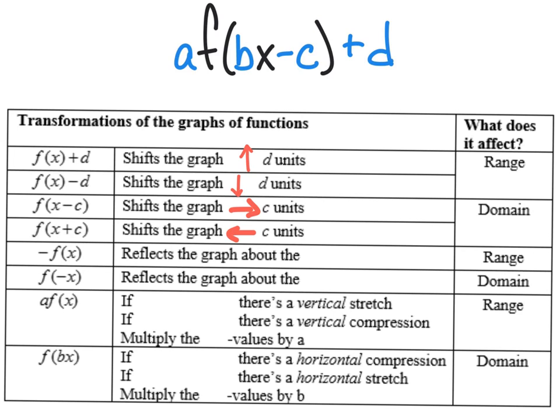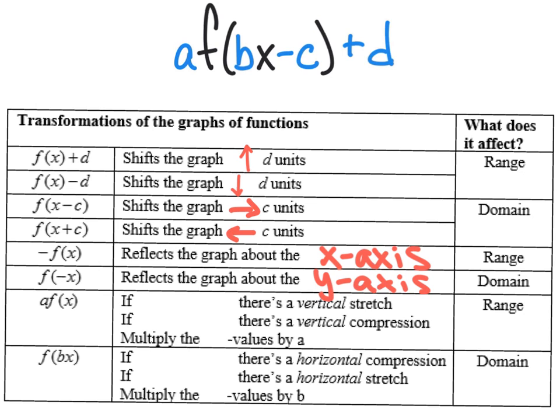All right, the next, if we have a negative f of x, this is a reflection about the x-axis. It flips the graph over the x-axis, and that'll affect the range. f of negative x, if the negative is inside the parentheses, that reflects about the y-axis. And I'm going to show you examples of all these.